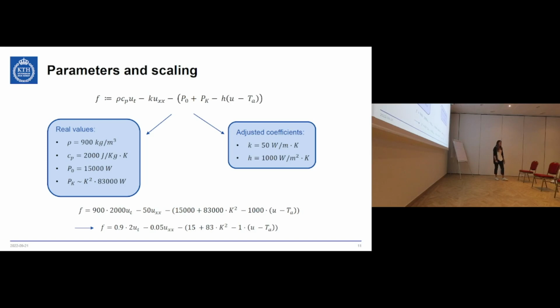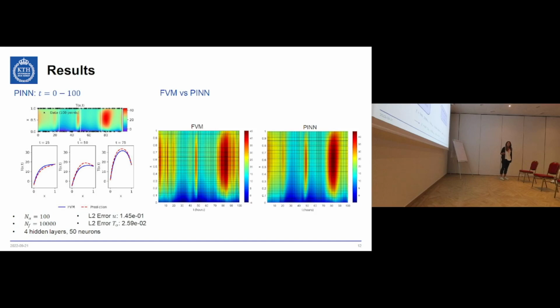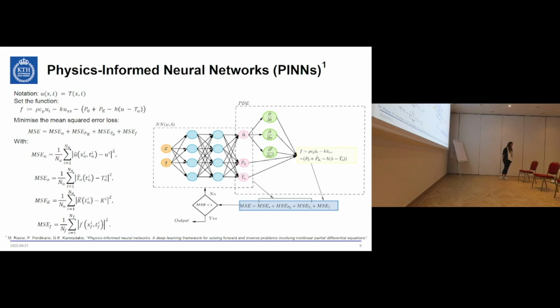Okay, last question. After you showed how the neural network works, I didn't understand how to evaluate the derivatives, because you get the value of u, but after that, how do you get the value of the derivatives? You use automatic differentiation. I think I was trying to rush a bit too much, and I meant to say automatic differentiation in TensorFlow.